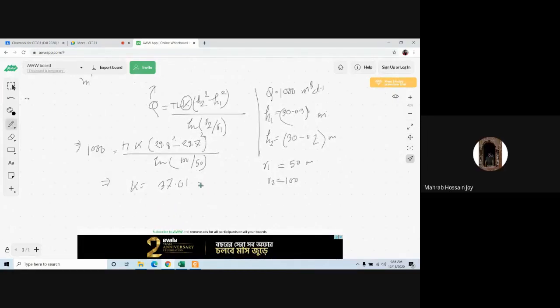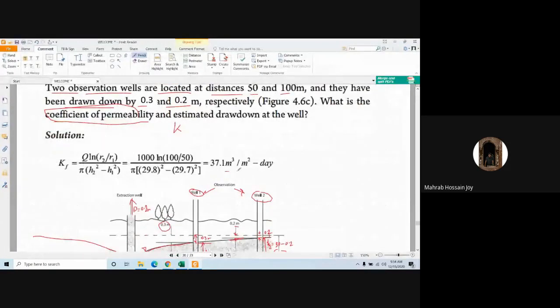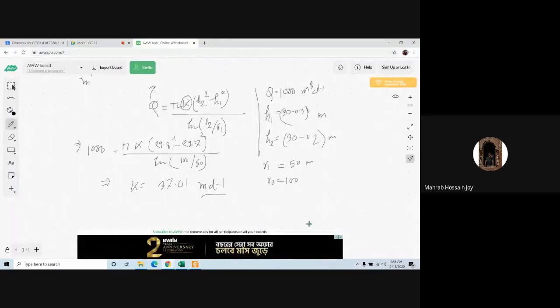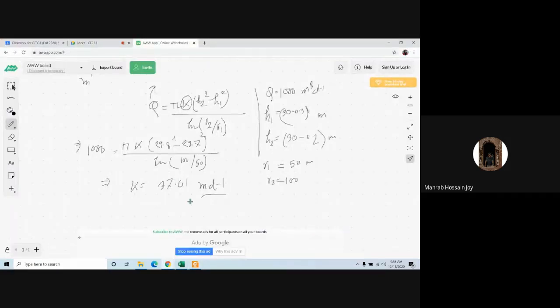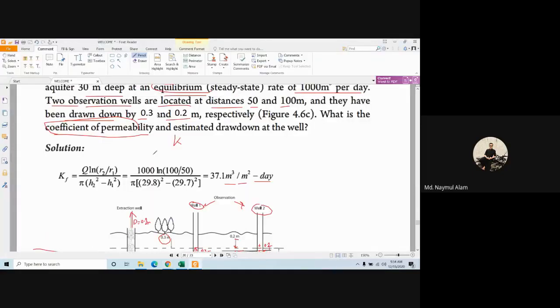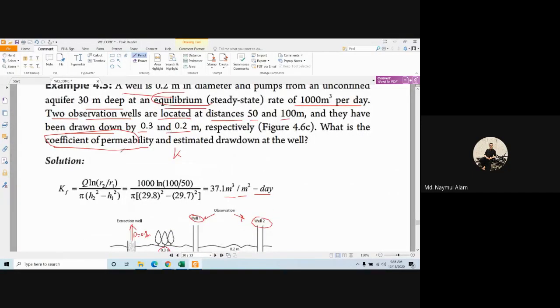Or you can directly write meter per day. That's it. Meter cube per meter square day or meter per day, whatever you like. Clear? Yes, sir. Now, that's the one. What is the coefficient of permeability?